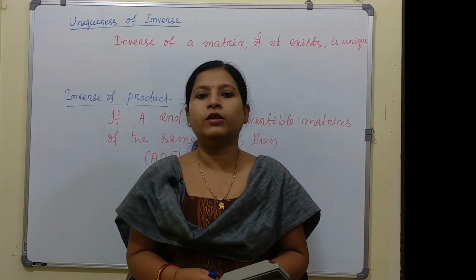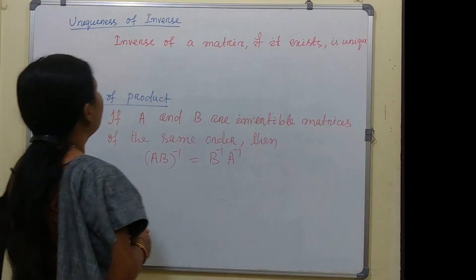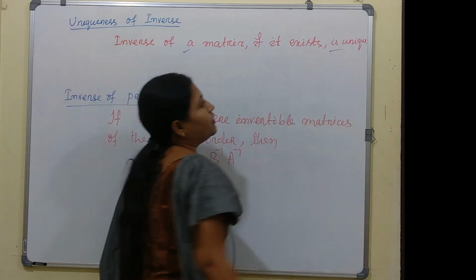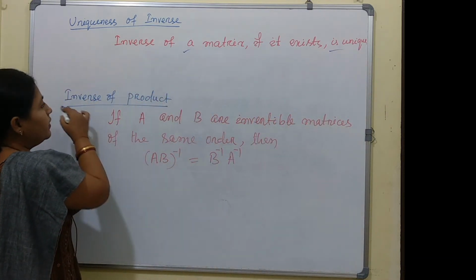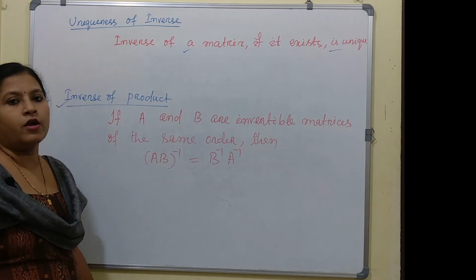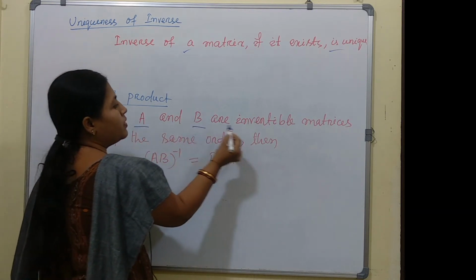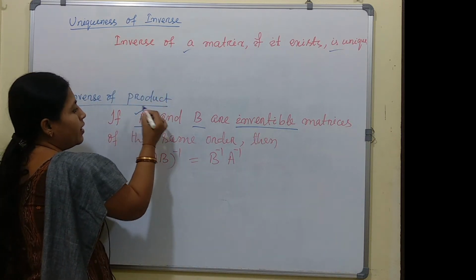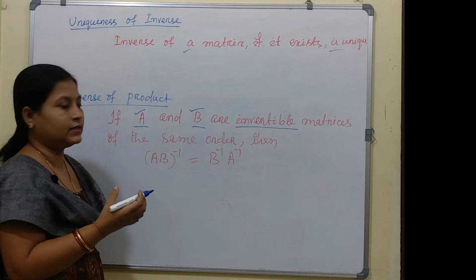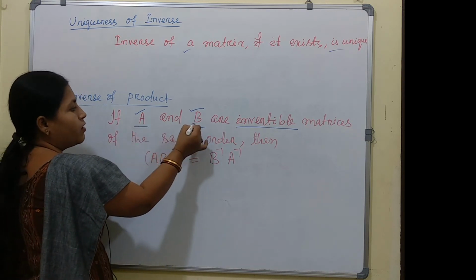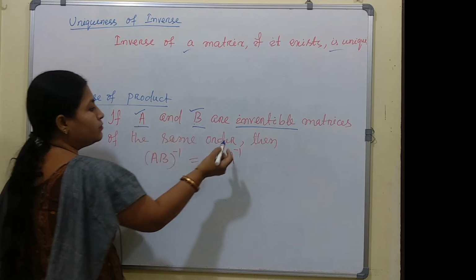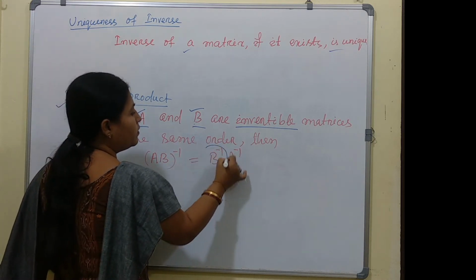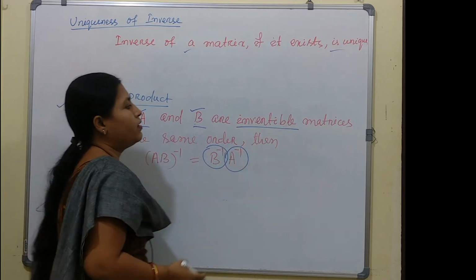Let's start uniqueness of inverse. If the inverse of a matrix exists, then it is unique. Next, inverse of a product. If A and B are invertible matrices, that means the inverses of A and B exist, then the inverse of AB is equal to B inverse into A inverse.